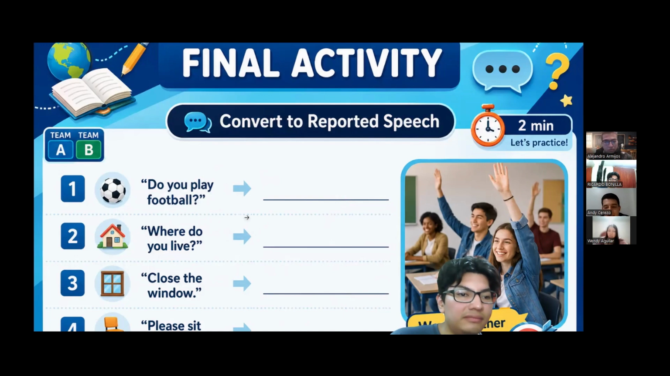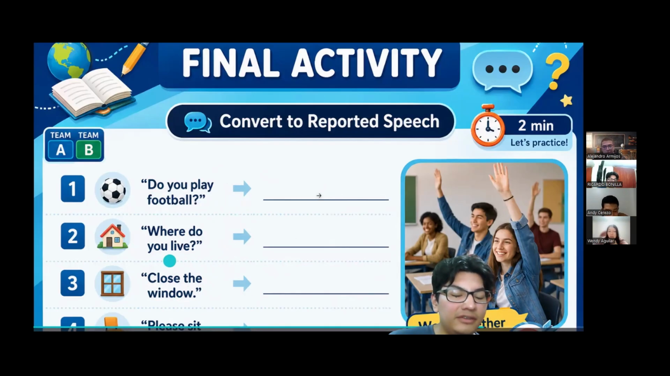Alejandro, you can change the second sentence. Where do you live? She asked me where I lived. Perfect. It's correct. Okay.